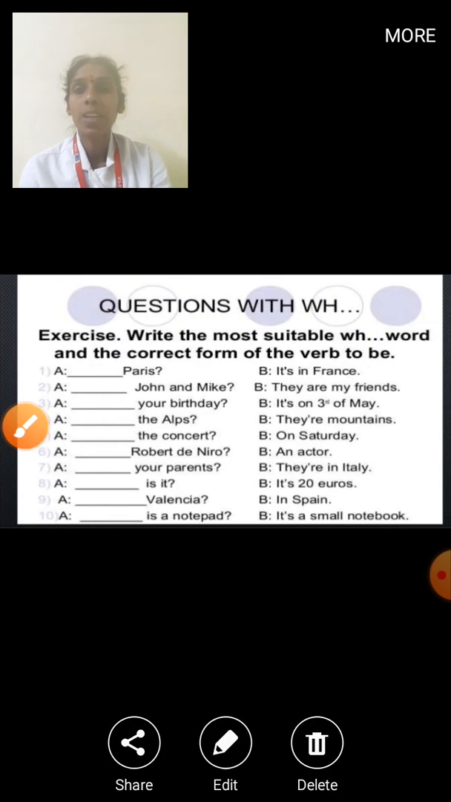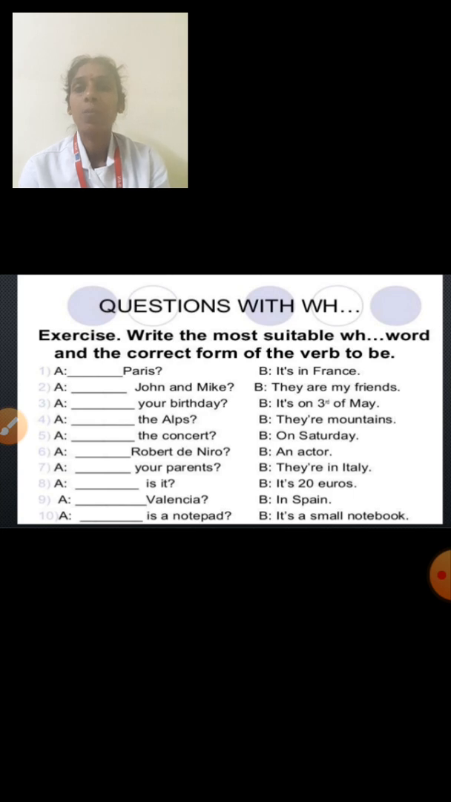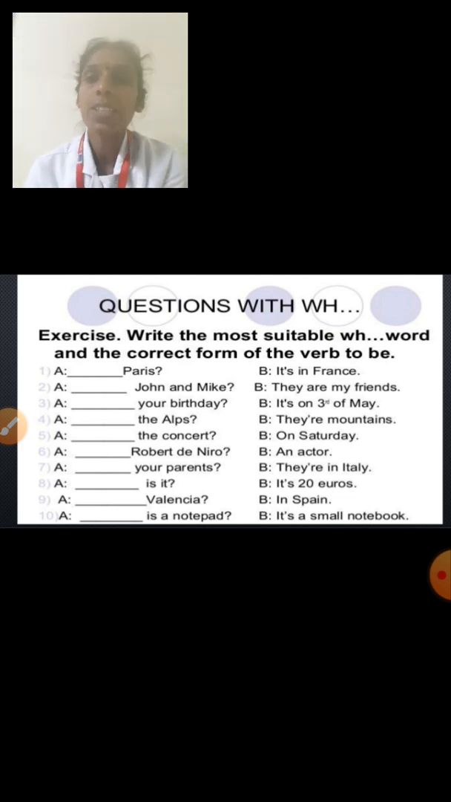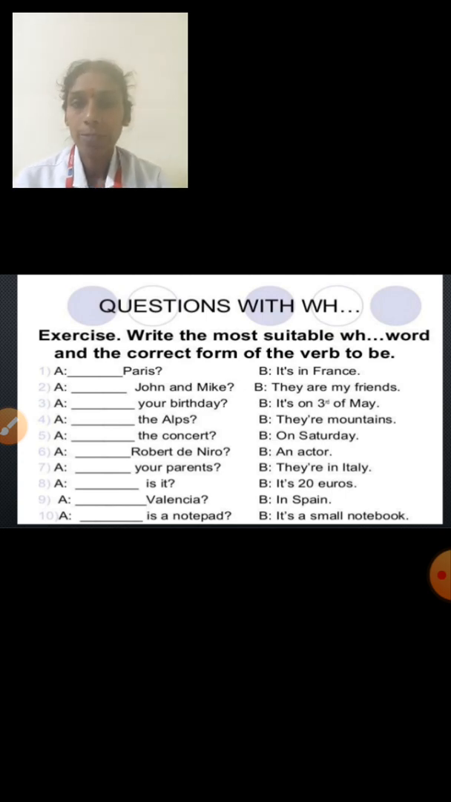Here are some exercises. Questions with WH: write the most suitable WH word and correct the form of the verb to be done. Here is the question. We have to frame a WH question here. The answer is given in the next slide. It is in France. It is in France means what will we say?